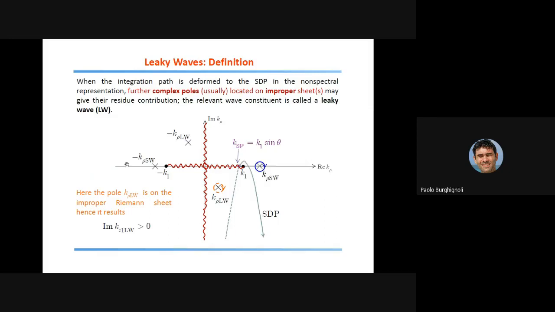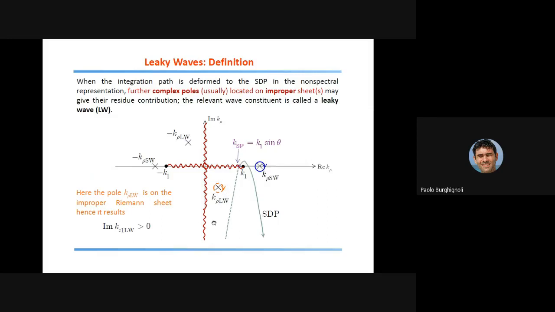So if you deform your integration path from the original real axis to this gray path here, the steepest descent path, what happens is that you may sweep across poles that are now located on the bottom Riemann sheet. And one example is this pole here, which is encircled by this dashed orange circle.